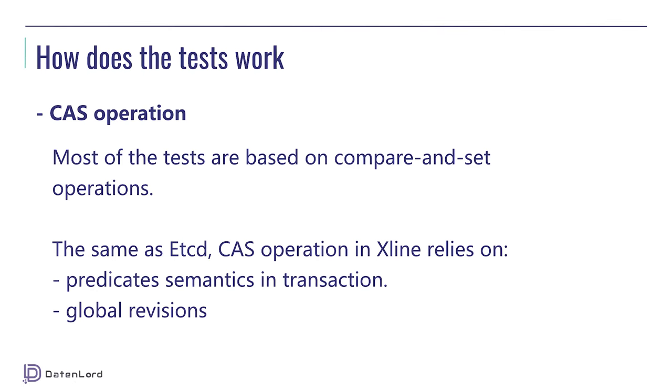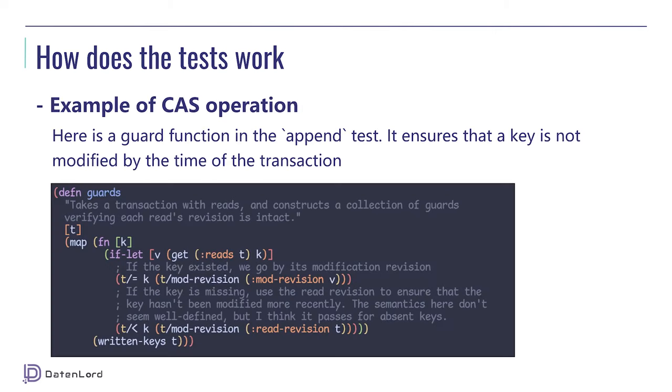Most of these tests are based on a common operation called compare and set. Just like etcd, Xline relies on predicate-based semantics in transactions and a global revision for each mutative operation. Let me demonstrate an example of a predicate-based compare and set operation with the guard function in the append test. This function ensures that a key is not modified by the time of the transaction.